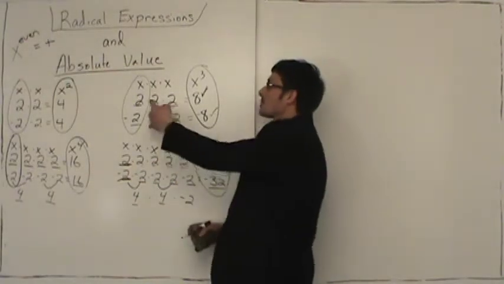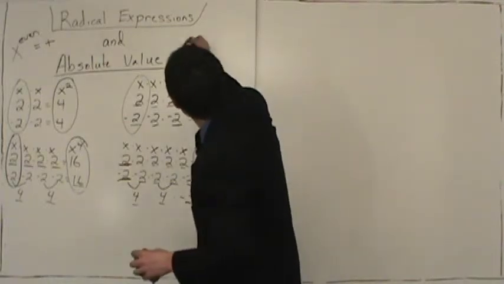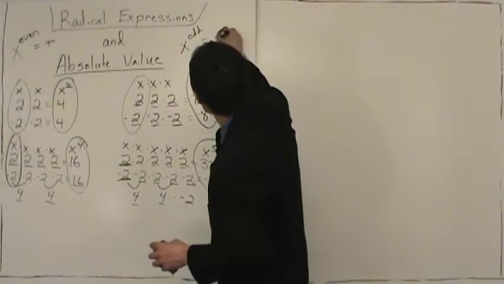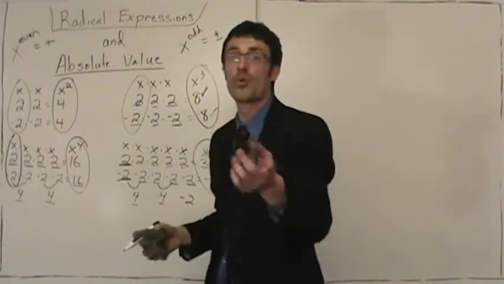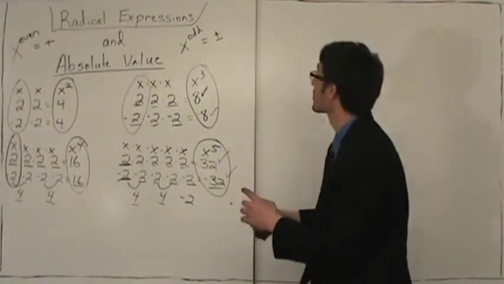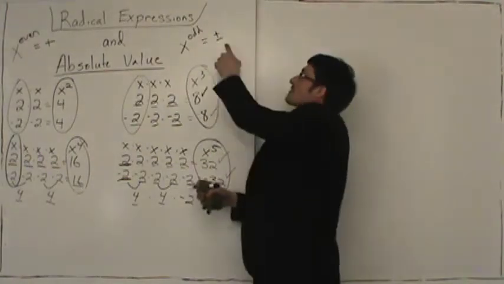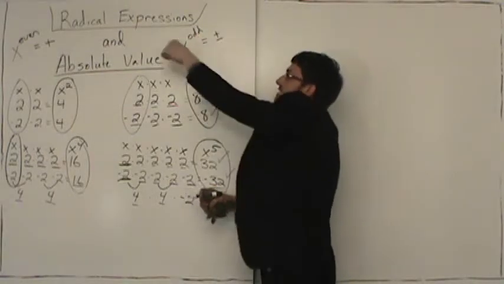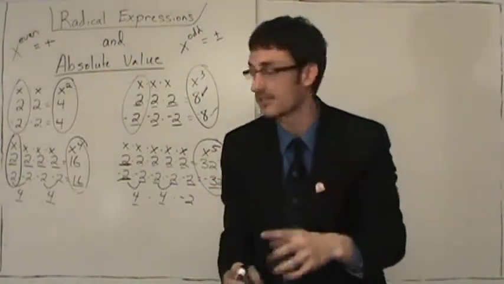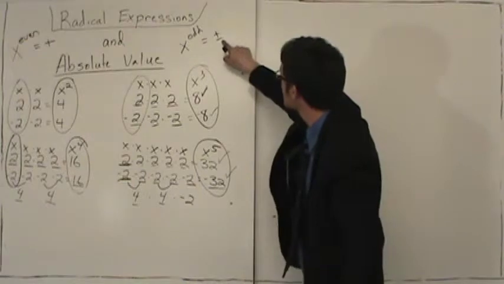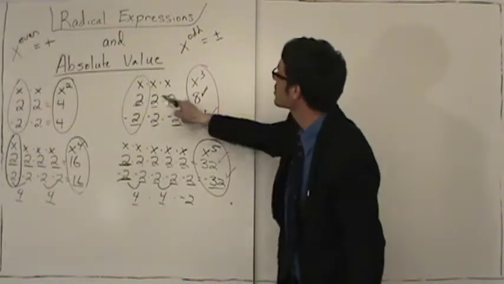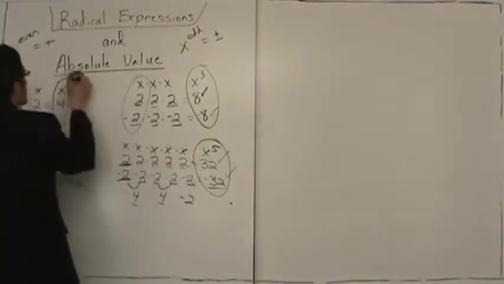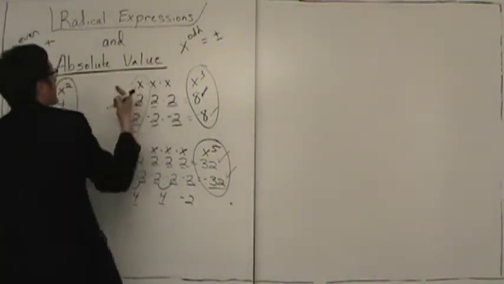So, when we multiply x to an odd power, if we have x to some odd power, the output could be positive or negative. However, we can reason backwards from our result. If we say that x to the odd power is positive, we can reason backwards and conclude that x is positive. If x to the odd power is negative, we can reason backwards and conclude that x itself is negative. So this is the foundation of understanding absolute value with respect to radical expressions.